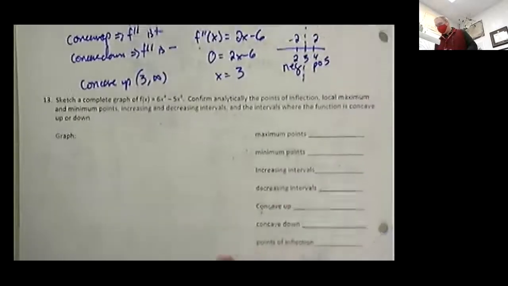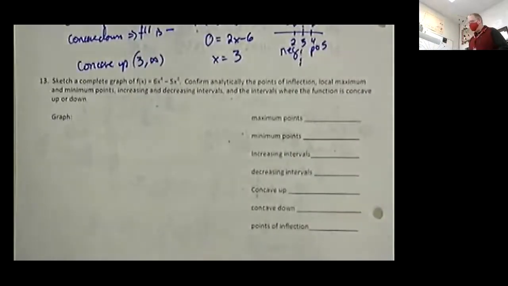Sketch a complete graph of the function. Confirm analytically the points of inflection, local maximum and minimum points, and increasing and decreasing in the intervals where the function is concave up or concave down. All right, so we're going to run through everything. How can we make this a little bit easier on us first? Let's factor this, take out an x cubed. That leaves us with a 6x minus 5.